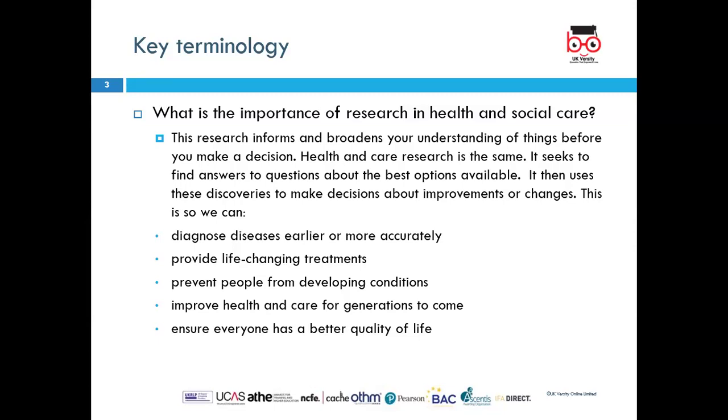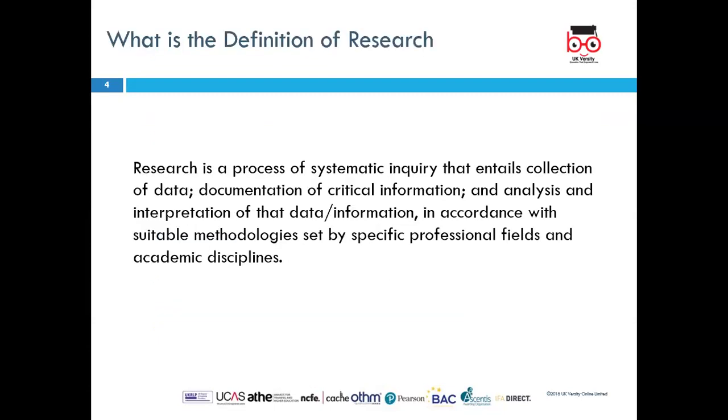Preventing people from developing certain conditions. These could be conditions, physical, mental, all types of conditions. So this also comes through research, improving health and social care for generations to come, and ensuring everyone has the best quality of life. So the number of years are increasing, but the quality also is improving within those years.